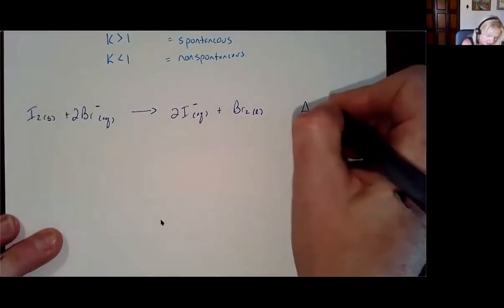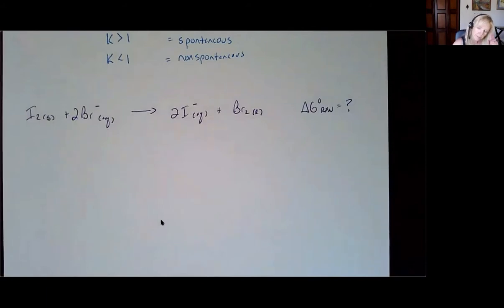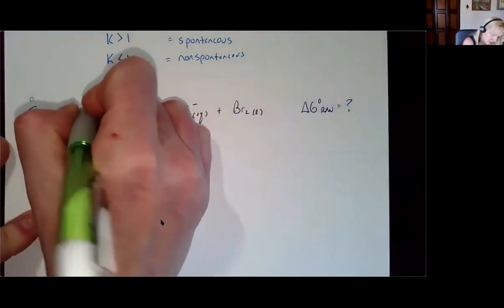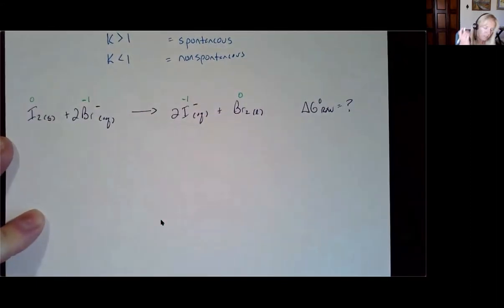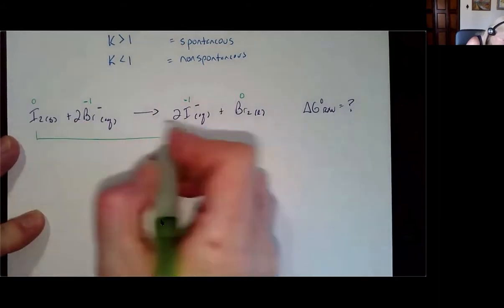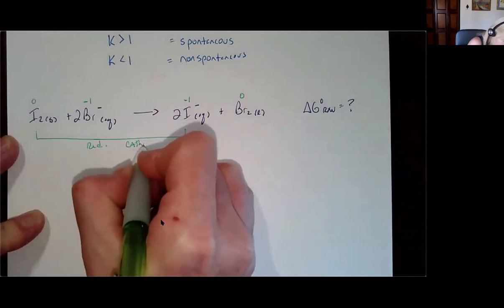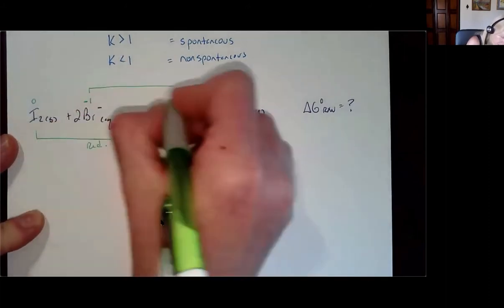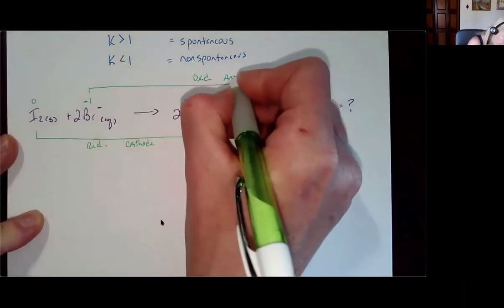And I want to find delta G for this reaction. I'm going to break this up. This is obviously a redox reaction, so I'm going to assign oxidation numbers here. I'm going to track what's undergoing oxidation and what's undergoing reduction. So this is my reduction half because my oxidation number is going down. That's happening at the cathode. This is going from -1 to 0, so this is going to be my oxidation half. That's happening at the anode.